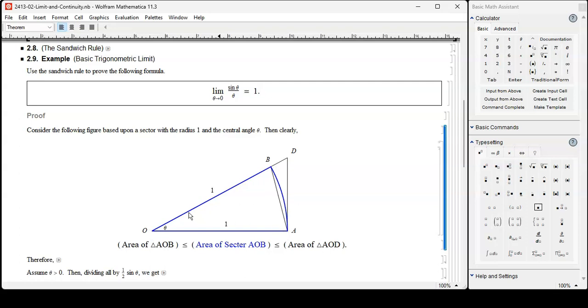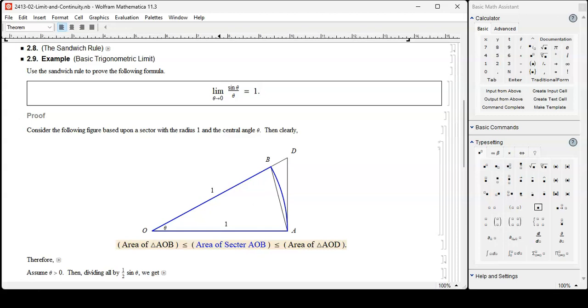So here, in the big triangle OAD, angle A is a right angle. And in the smaller triangle, OAB, angle B is the right angle. Then look at this picture and compare the areas. The area of OAB is the smallest, and then the sector includes that, so the sector's area is bigger, and the sector is included in the bigger triangle, so that area is the biggest. You can clearly see that.